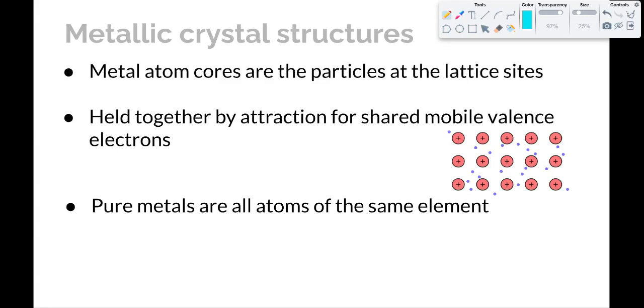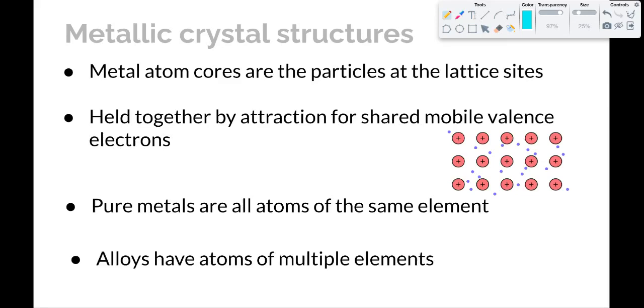Like if you have pure gold, it's all gold atom cores. If you have pure copper, it's all copper atom cores at the lattice sites. But when you mix metals together, you have what's called an alloy. And an alloy has the same basic structure except the atom cores are just atoms of different elements.